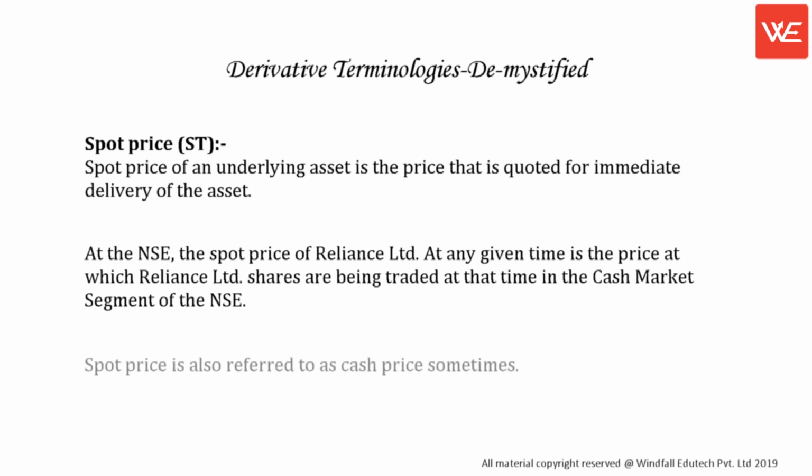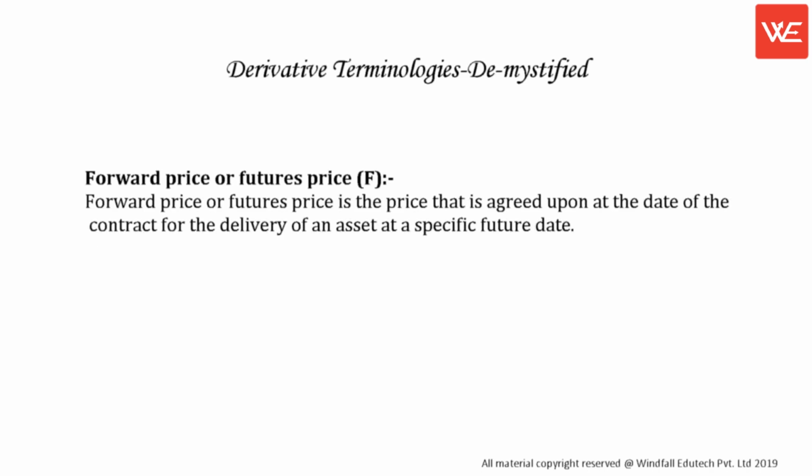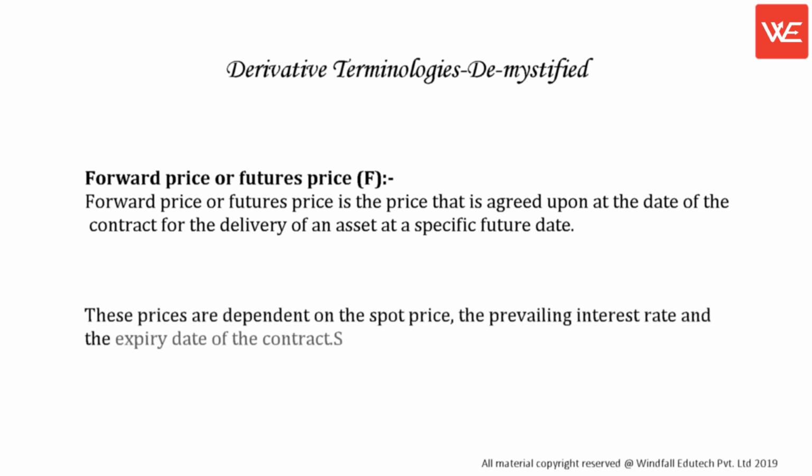Spot price is also referred to as cash price sometimes. Forward price or futures price, F, is the price that is agreed upon at the date of the contract for the delivery of an asset at a specific future date. These prices are dependent on the spot price, S, the prevailing interest rate and the expiry date of the contract.